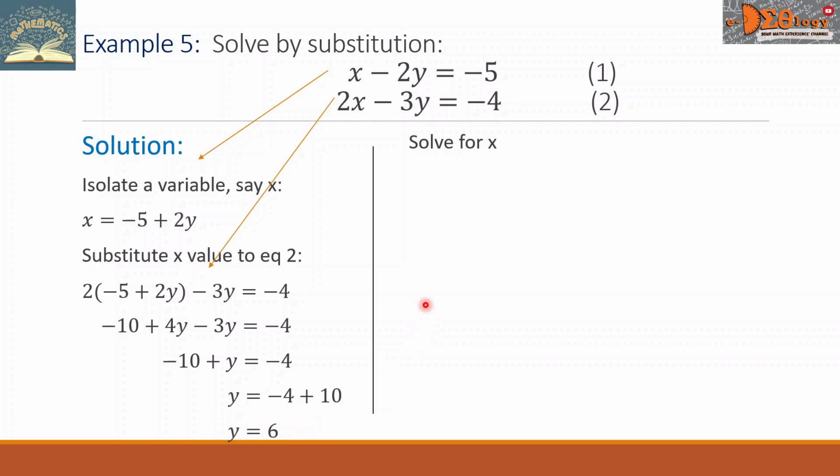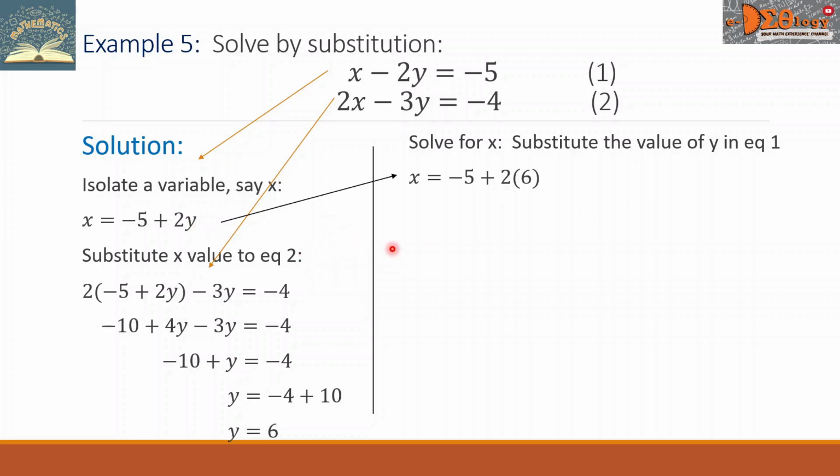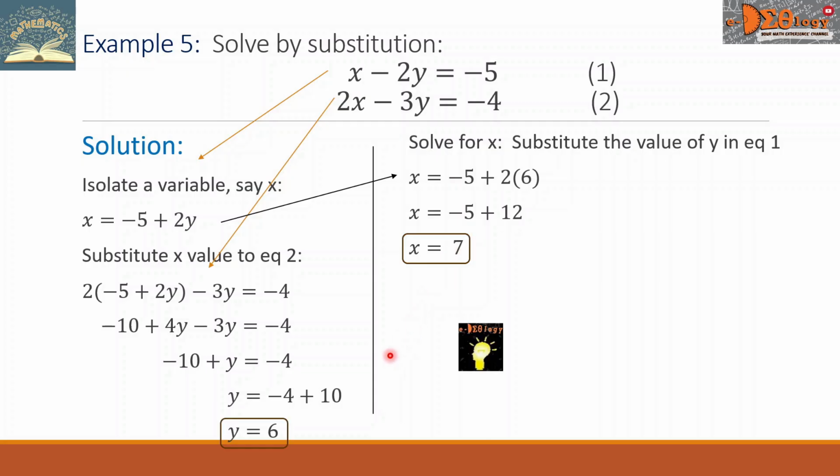Let us solve for x. We substitute the value of y in equation 1, or we can use this equation here. x equals negative 5 plus 2 times 6. 2 times 6 is 12. Negative 5 plus 12 is positive 7. So x equals 7 and y equals 6.